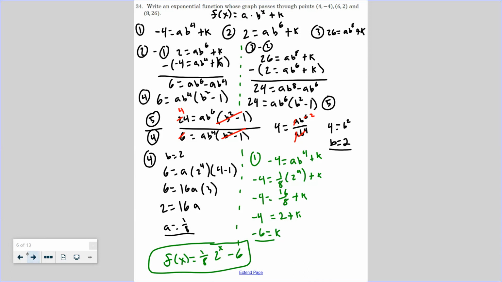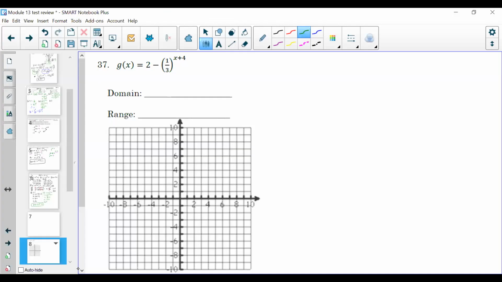All right, number 37, just a simple graphing problem. So I have 2 minus 1/3 to the x plus 4. When you want to graph it, just pick any 2 points that make it easy to graph. In this case, I'll use -4. And since 1/3 makes a decay, I'm also going to use -5.